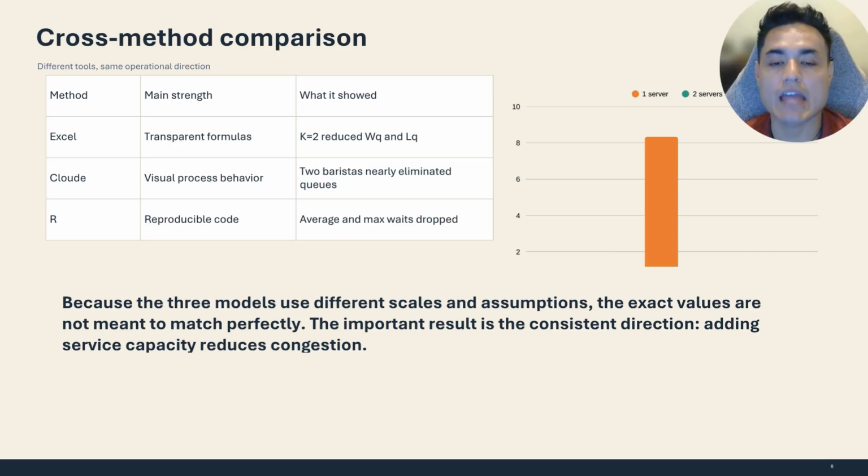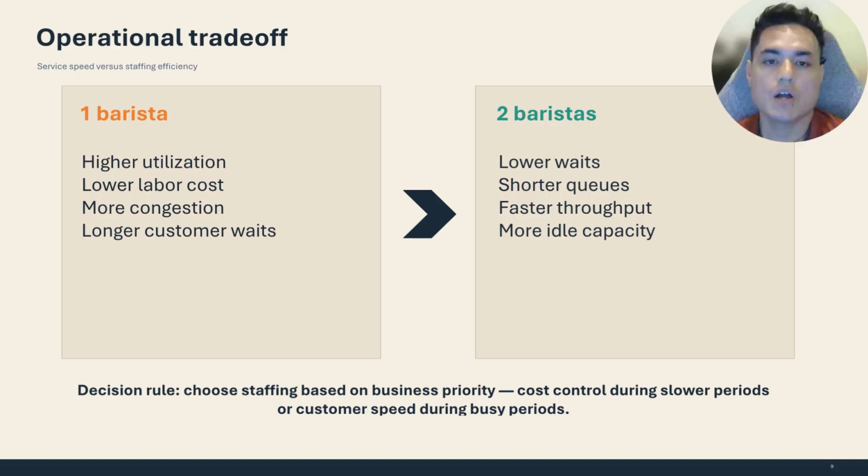Excel helped make the calculations transparent. Cloud helped visualize the process and resource usage. R made the model reproducible and easy to adjust. Together, the three methods gave us a stronger understanding of the coffee shop queuing system. One important finding from the project is that there is a trade off between customer service and staffing efficiency.